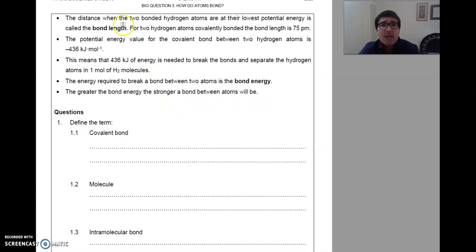So I just want to affirm again that the distance between the two bonded hydrogen atoms at their lowest potential energy is what we call the bond length. The energy required to break a bond between atoms is what we call the bond energy. And if the bond energy is greater, it must mean it's a stronger bond. And I want to remind you that a triple bond between two nitrogen atoms will be stronger than a double bond between two oxygen atoms, which will be stronger than a single bond between two hydrogen atoms.